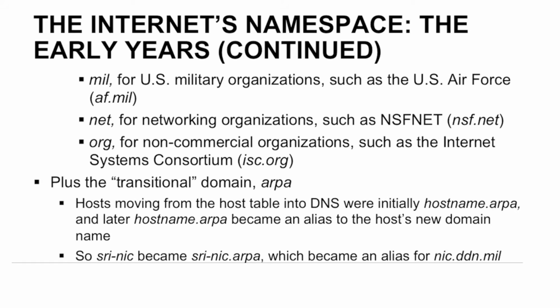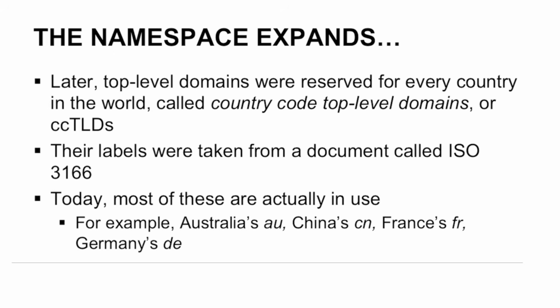You may find it easier to forgive this if you remember that the ARPANET began as a U.S. Department of Defense project. Later, top-level domains were reserved for every country in the world, according to a standard list called ISO 3166. ISO 3166 lists 2- and 3-letter abbreviations for every country in the world. We refer to the domains created from this list as CCTLDs, country code top-level domains.